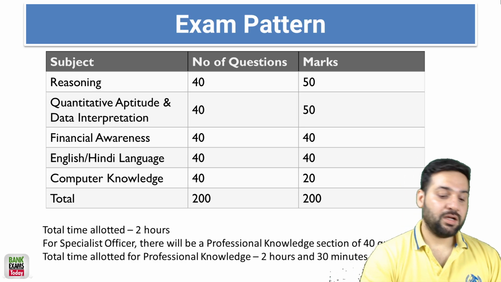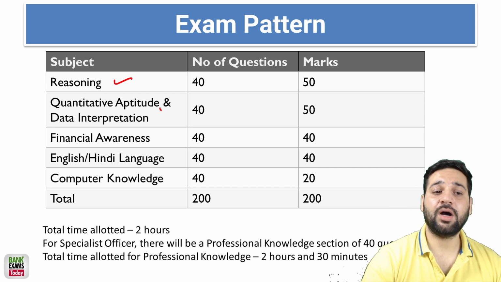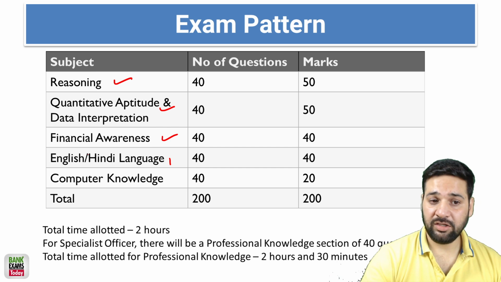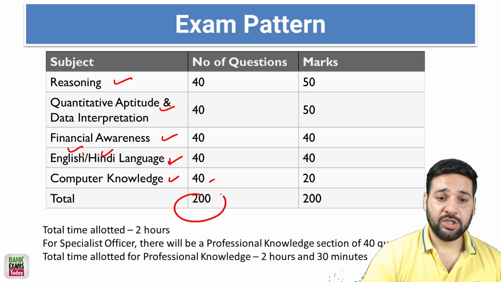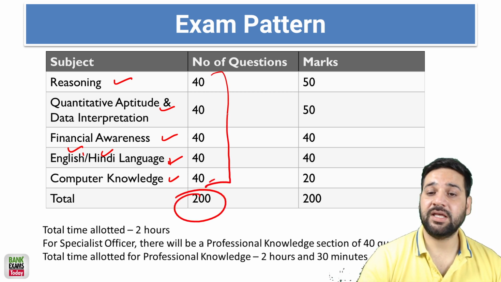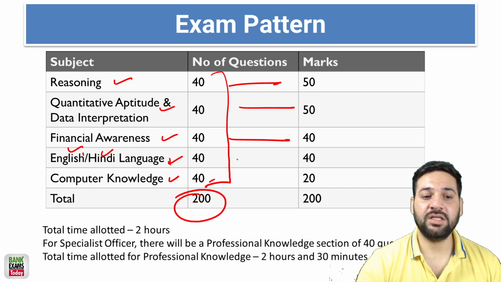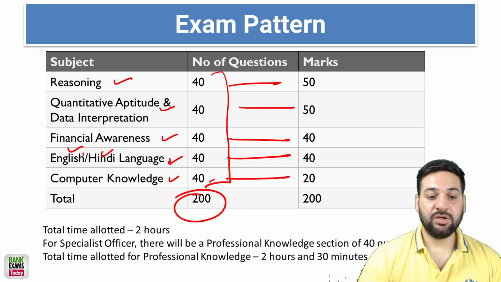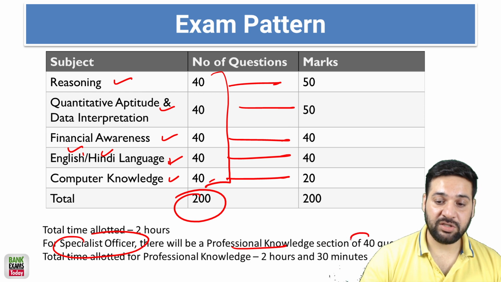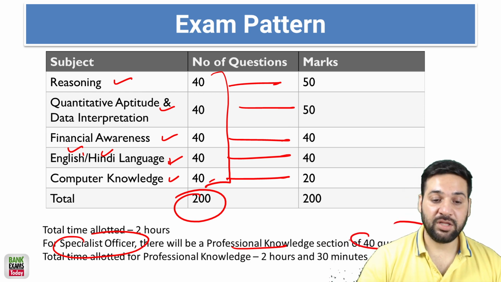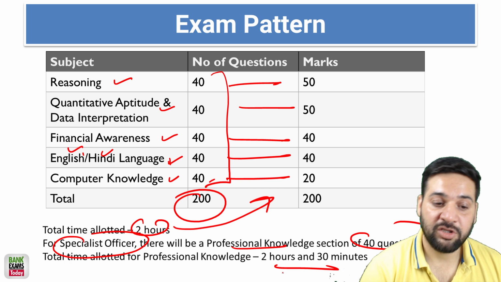So let's start. Exam pattern. This is the exam pattern. For the GBO Scale 2, there is reasoning, quant, financial awareness, Hindi or English language, where there is a choice between Hindi and English, 40 marks, and computer knowledge. Total 200 questions. So 50 marks reasoning, 50 marks quant, 40 marks financial awareness, 40 marks Hindi or English language, and 20 marks computer knowledge. For specialist officers like legal officer or IT officer, there is an additional section of professional knowledge of 40 questions and 40 marks. Total time allotted is 2 hours for the GBO and 2 hours 30 minutes for specialist officer.